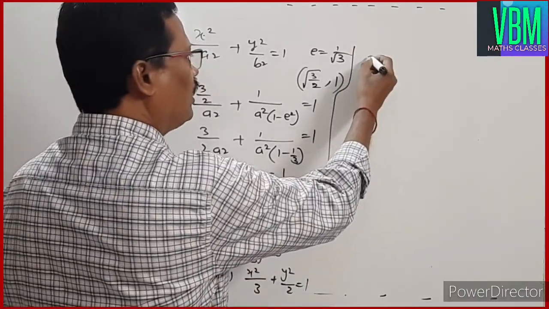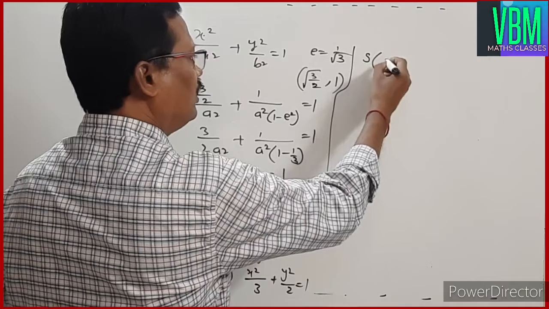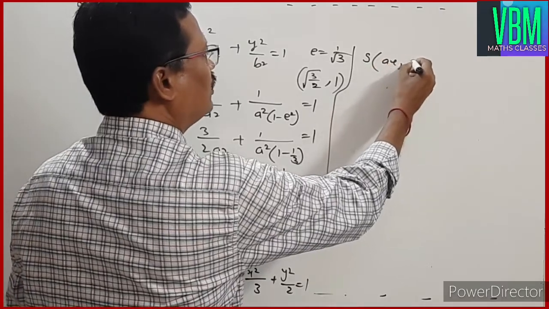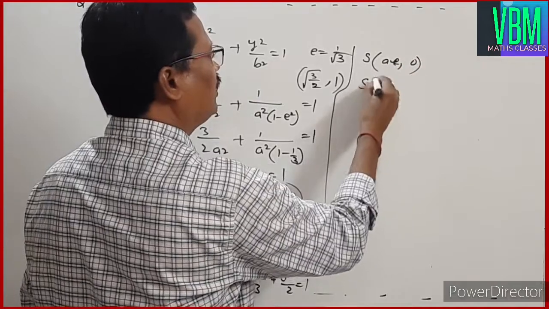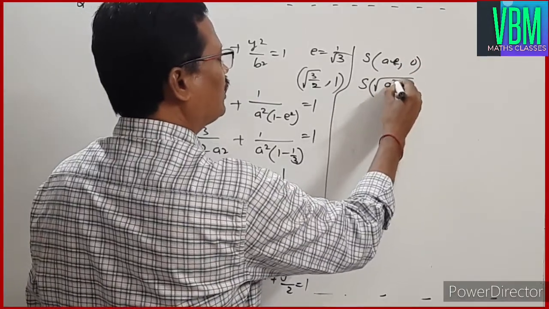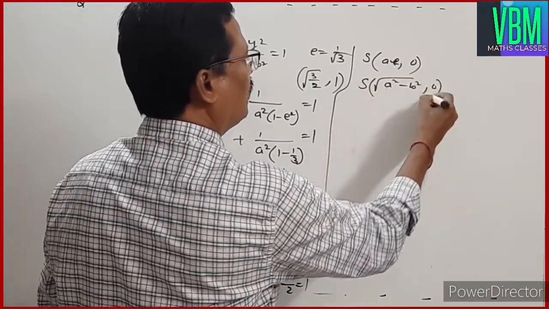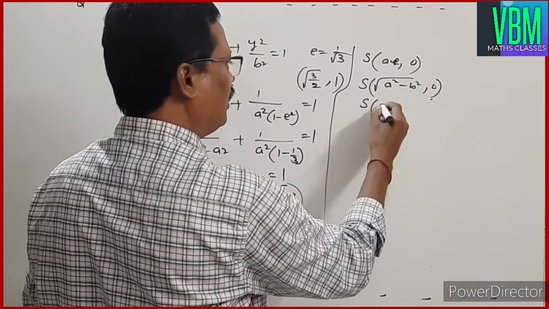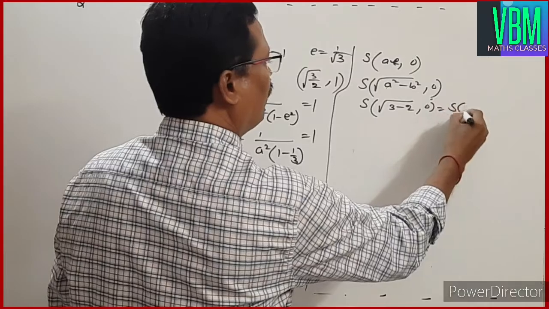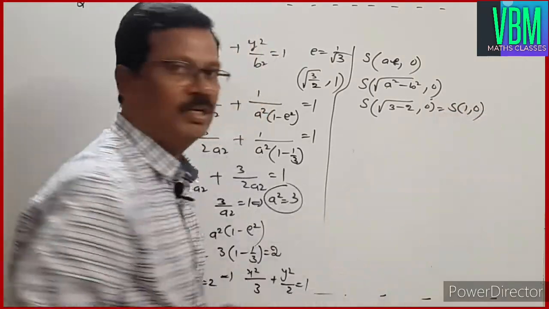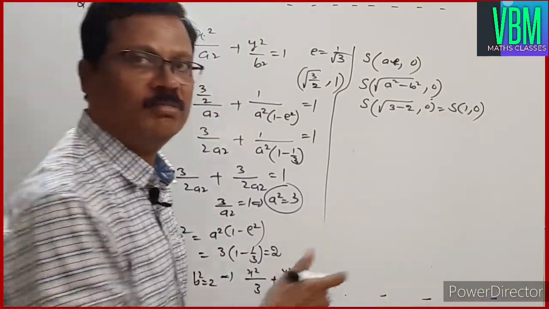Now, one focus we are finding, this is (ae, 0). AE can be written like this: (under root of a square minus b square, 0). Therefore, S is (under root of 3 minus 2, 0). Therefore, S is (1, 0). One focus we got is (1, 0).